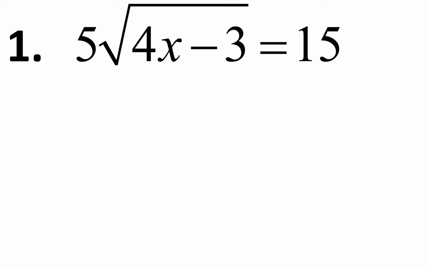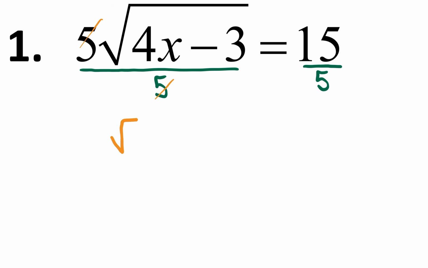For this question, I have 5 times the square root of 4x minus 3 is equal to 15. My first step is to divide both sides by 5. The 5s will cancel out on the left-hand side, and now I am left with 4x minus 3 is equal to positive 3. I will then square both sides.